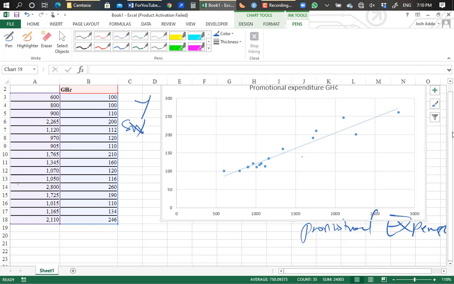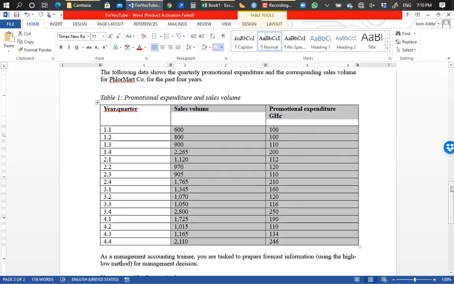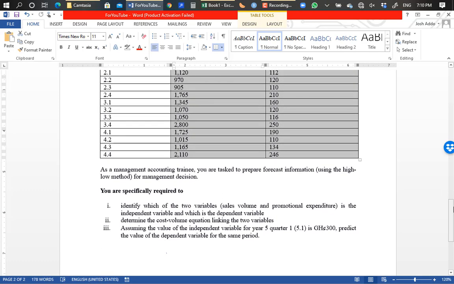Now let's go to the next question. The next requirement of the question: determine the cost volume equation linking the two variables. In fact, this is a compressed question which requires you to do a number of things. But before then, let's look at this.